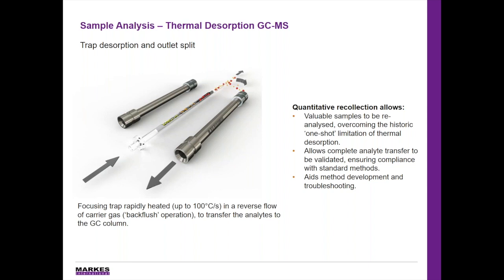Now on the right side, we mentioned is the recollection tube. You have the option to split your flow from the focusing trap onto a collection trap. The recollection is a very useful way to validate your results, and also to be able to save your results, because thermal desorption used to be just a one-shot method. Now with a recollection tube, you are able to reanalyze the sample if you have any questions about it. It's also great to help with method development or troubleshooting.